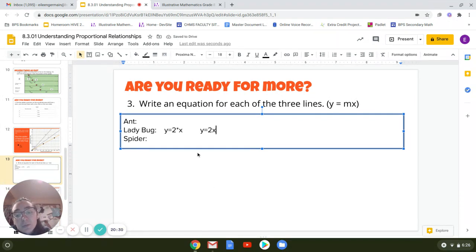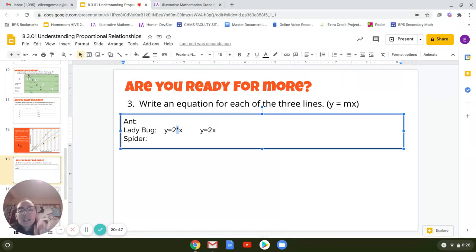I just put this little symbol in here to remind you that when you have a number attached to a variable like this, or a letter, that means they're connected and there's no sign in between them. If there's no sign, you can assume that it's going to be multiplication.